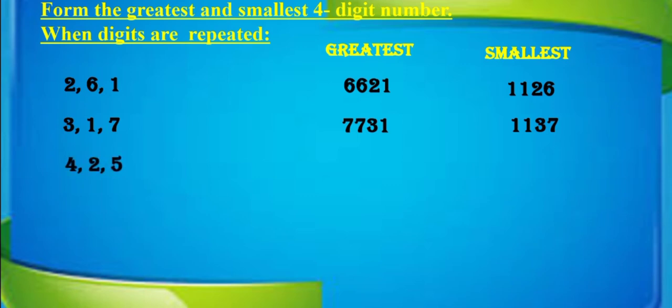So what will be the greatest number? Which digit do we have to repeat here? 5 is the biggest digit, isn't it? So we have to repeat the digit 5 two times. So 5542. And when we are forming the smallest number, which digit is the smallest one here? 2. So you have to repeat 2 two times. So the smallest number is 2245. Okay, children.